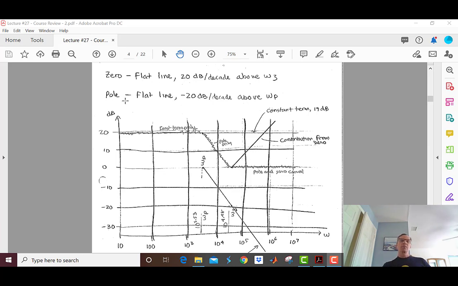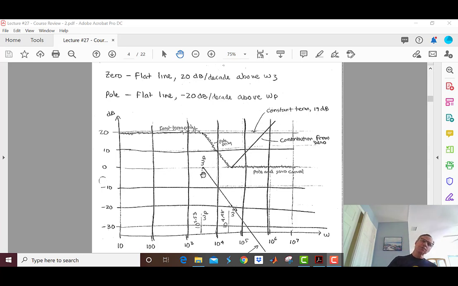And our pole is going to be a flat line, and then it's going to start going down at negative 20 dB per decade above omega pole. So it starts off at 0, and omega pole is 10 to the 3.5, so it's clearly halfway between here, and down it goes at 20 dB per decade.